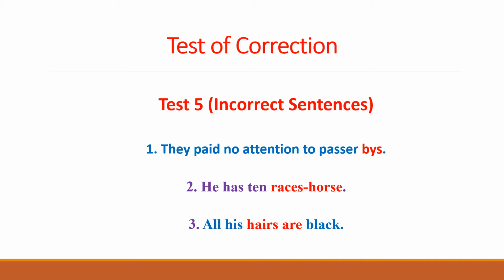Moving to the second sentence, he has 10 races horse. Again, races has been highlighted in red, and horse, showing that there is something wrong with this construction, races horse. The third sentence is all his hairs are black. Again you can see that hairs has been highlighted in red, showing that there is something wrong with hairs, and again R has been highlighted, showing that there's also something wrong with the R.